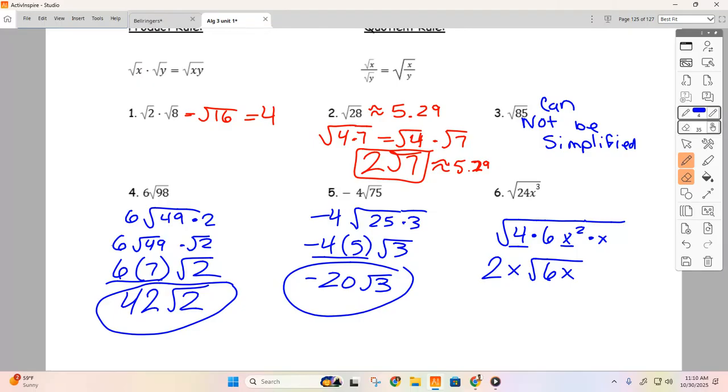We still have some more? No, that's it. We're done with that one. This is our final answer for this one, because 6 doesn't have any more perfect squares in it.